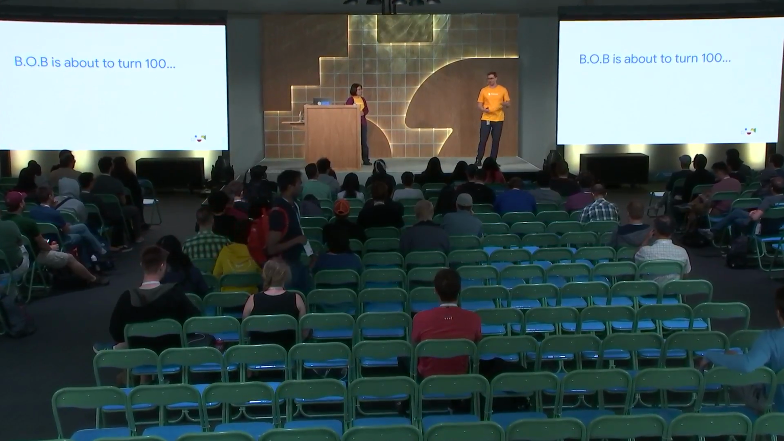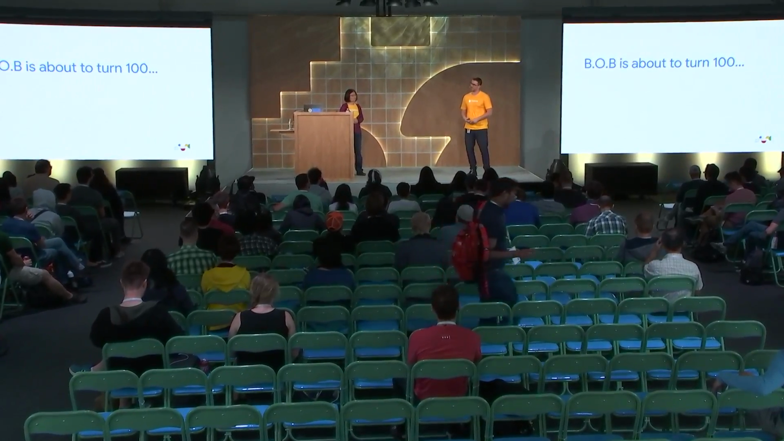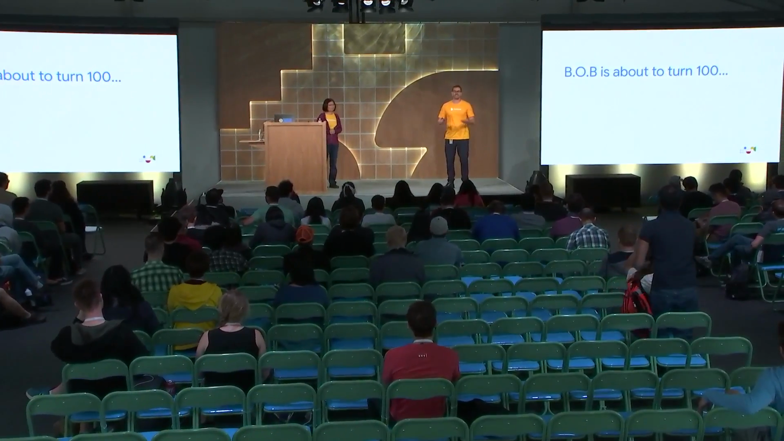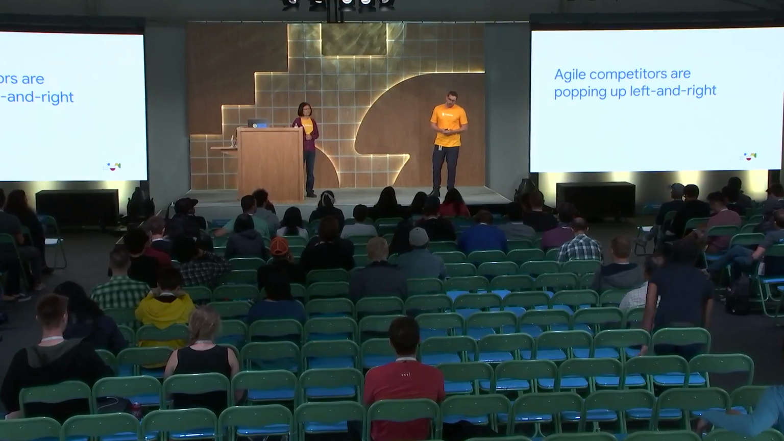I want to introduce you to Bob, or Big Ol' Bank. Bob is about to turn 100 years old, and unfortunately, so is their infrastructure. They've got mainframes, they've got all sorts of stuff sitting in the back closets. It's really hard to get that stuff into the cloud and get modernized. And as I'm sure you've all seen, if you're a bank in today's day and age, it's kind of tough.